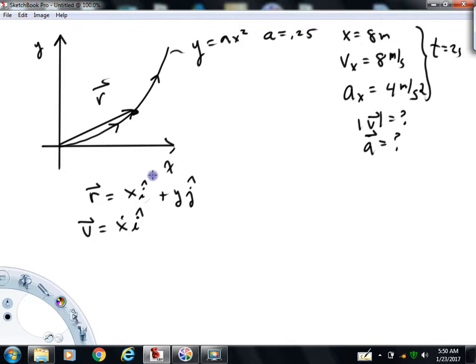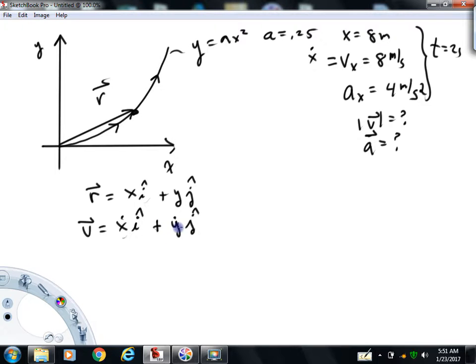And I'd like to point out that's not always the case. There will be problems later on in this course where this unit vector will be changing in direction. Next derivative, y is definitely changing, so this is going to be y dot, but j is not changing. Now, looking over here, x dot is the rate at which x is changing. That's this value right here, just written in a different way. The velocity component in the x direction is 8 meters per second. So this is x dot, a value that's given.